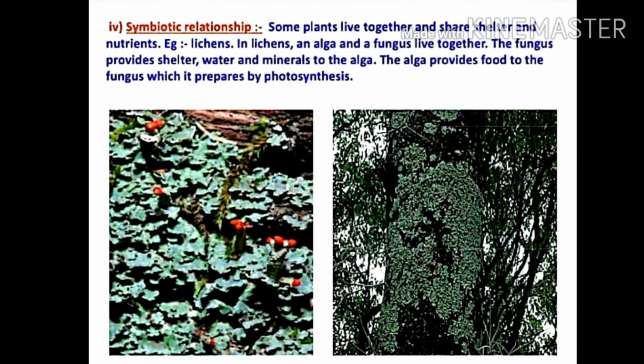The next mode of nutrition is the symbiotic mode of nutrition, or you can say symbiotic relationship, or mutualistic mode of nutrition, because in this both the organisms mutually benefit each other. For example, some plants live together and share shelter and nutrients with each other. For example, lichen. Lichen is a combination of alga and fungus living together. The fungus provides shelter, water and minerals to the alga, and the alga in return provides food to the fungus, which is prepared by photosynthesis.